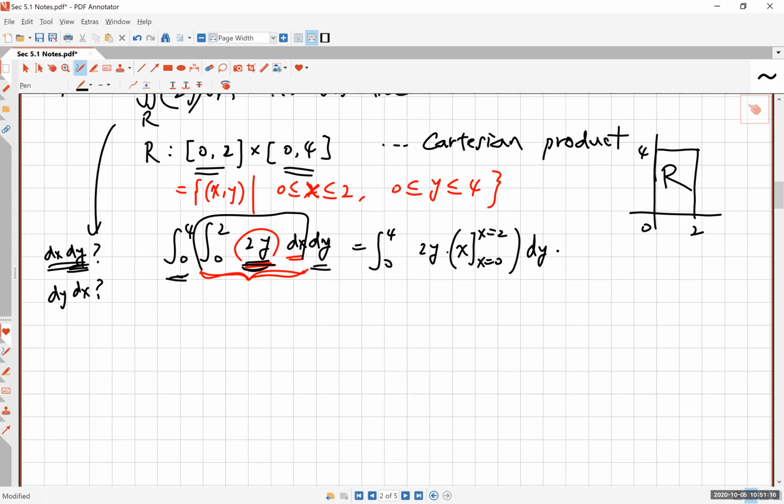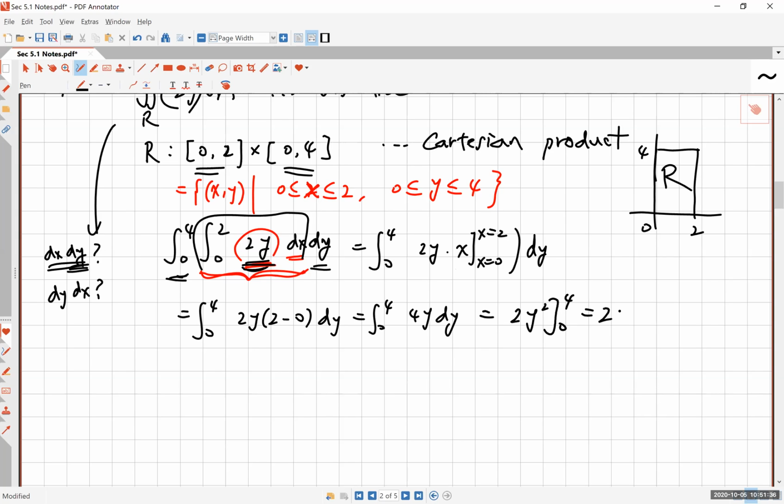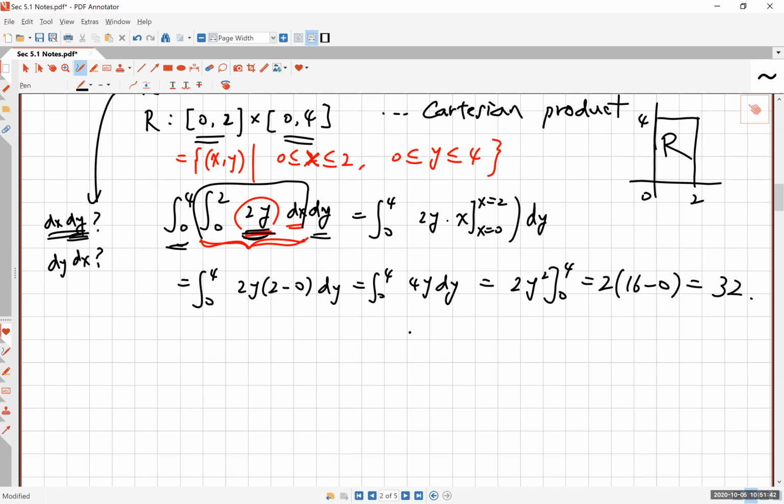Now, of course, you don't have to separate this. And this is from 0 to 4. You get 2y times (2 minus 0), of course. And then the rest is easy. This is going to be 4y dy, which becomes 2y squared, going from 0 to 4. So this is 16 minus 0, times 2, that's 32. I'm going to show you what we just did.